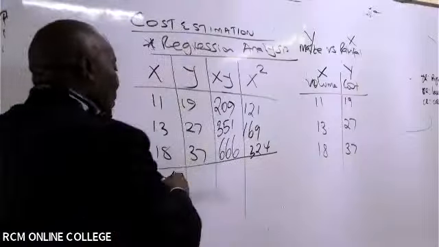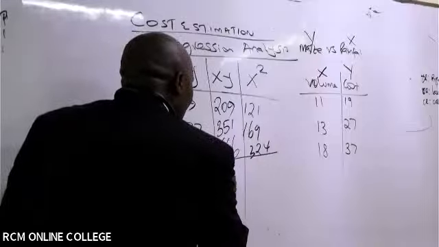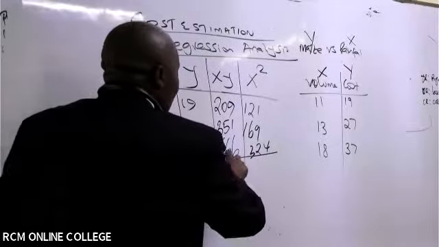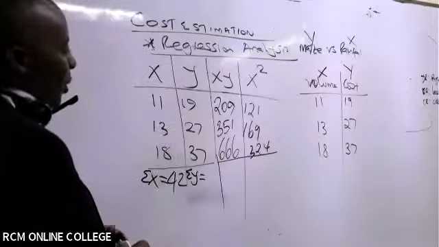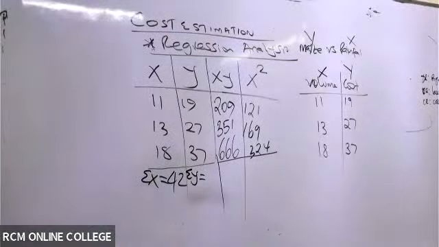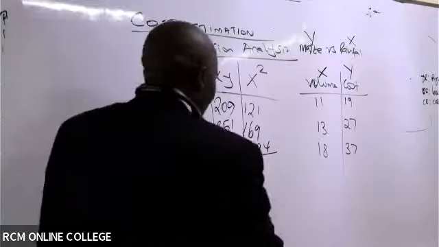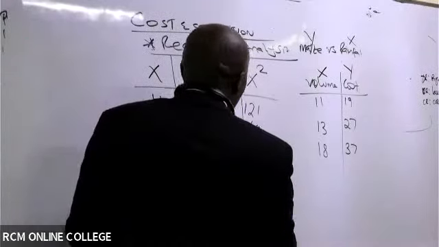Then we have sigma y. You must write like that. Sigma y. So we have here sigma y: 19 plus 27 plus 37, which ends up giving me 83. 83, thank you so much.